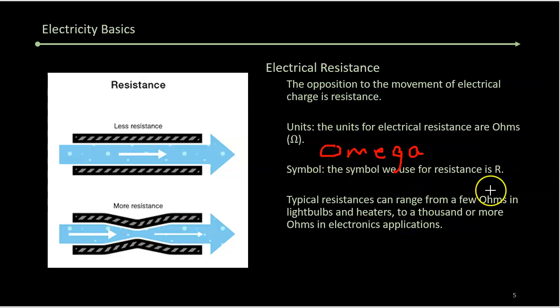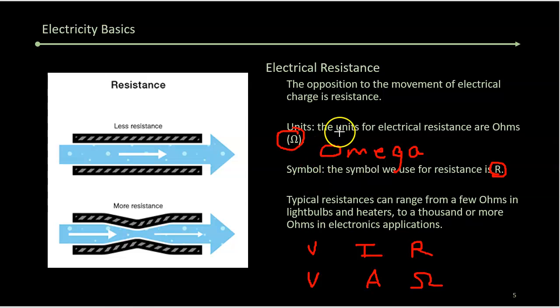And the symbol we use when we talk about resistance, this is the unit, ohms, and we use R for resistance. So we use V for voltage, we use I for current, we use R for resistance. It gets a little confusing here because V is voltage and we have volts, which are V. I is current and we have amps, which is A. And R is resistance and we have ohms, omega.